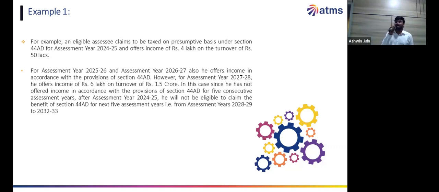Then in that case, he will not be eligible to claim the benefit of 44AD for the next 5 assessment years. That means we are out of 44AD, and we will have to get the audit done. Then for the next 5 assessment years we cannot claim the benefit of 44AD, that means from next year onwards, AY 28-29 till AY 32-33, for the next 5 years you cannot come under 44AD. Then you have to compulsorily get your books of accounts audited. This is a very important criterion whenever you are filing returns under section 44AD. I hope this example is clear to everyone.